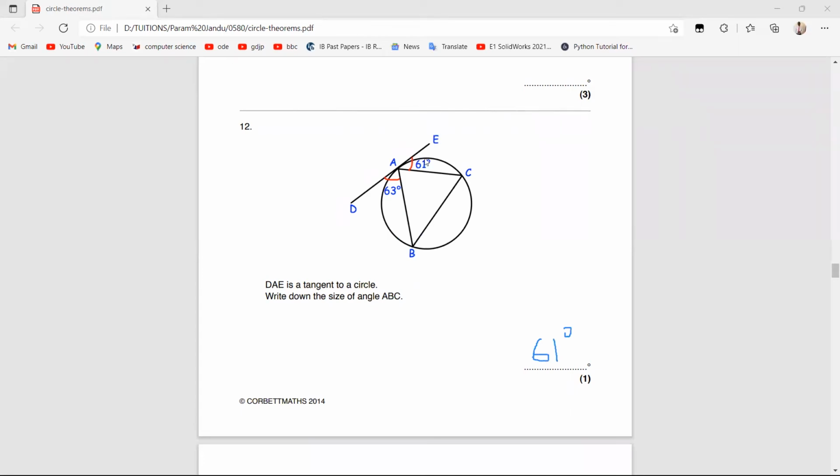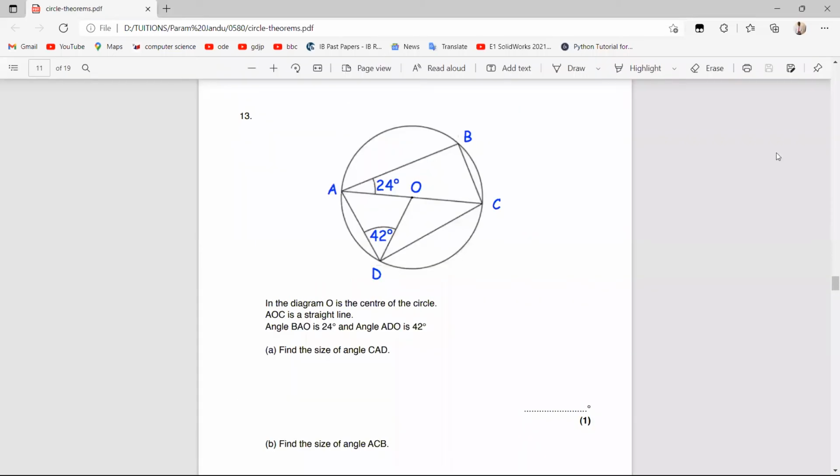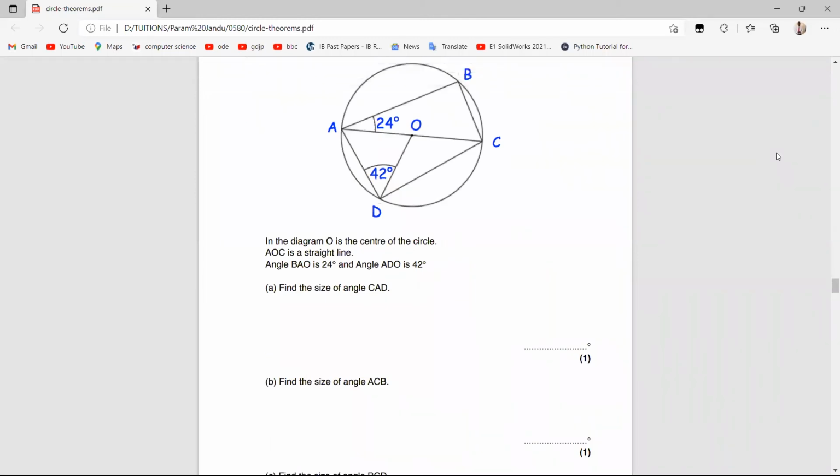Something a bit more complex. Okay, question 13. Question 13, they're saying O is the center of the circle. That's a very important statement. O is the center of the circle. AOC is a straight line. BAO is 24 and ADO is 42. And they want the size of angle CAD. Where is CAD? CAD is there. Yeah, that's our angle CAD.